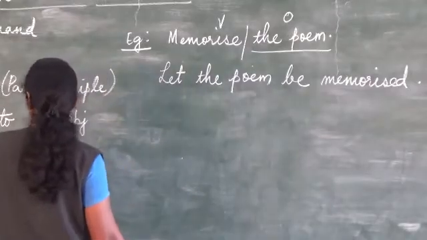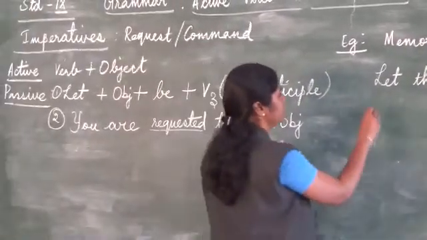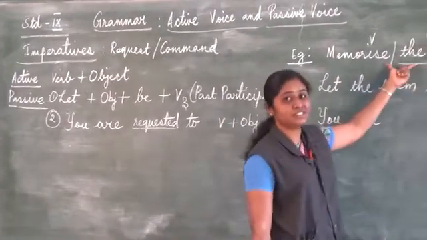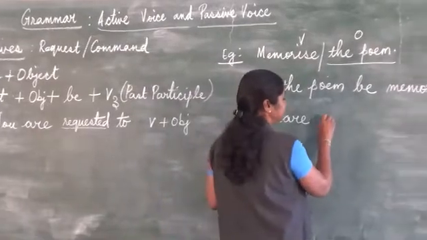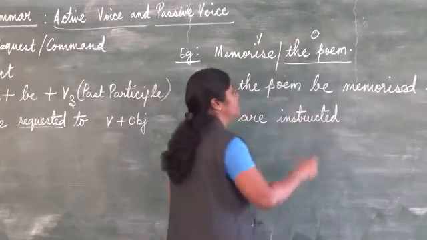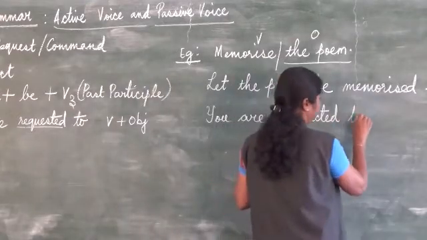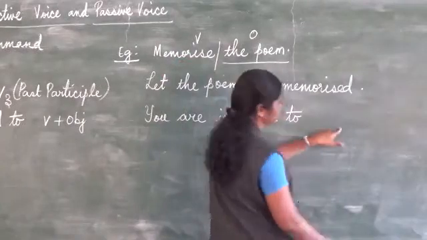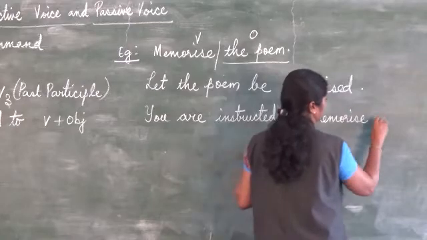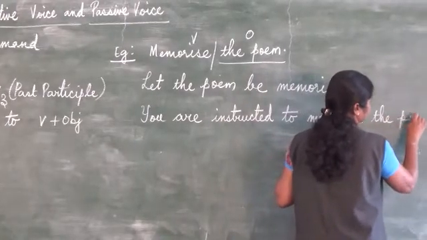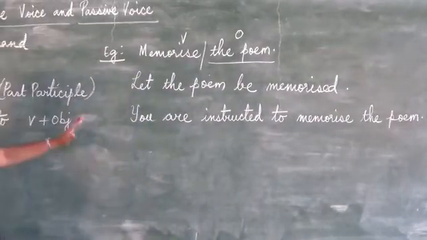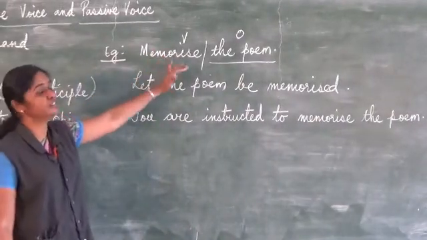Using the second model, I told you to start with "you are". Memorize the poem is an instruction, so you can use the word instructed. You are instructed to, then whatever is given in the question, you can write as it is. You are instructed to memorize the poem. So that's all. This is how you change any given imperative sentence into the passive form.